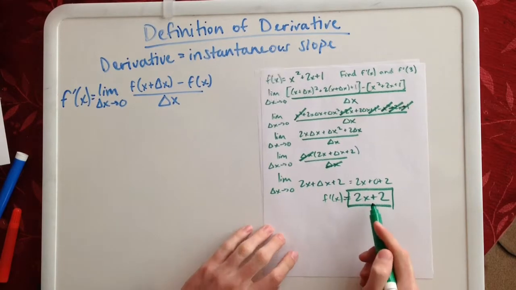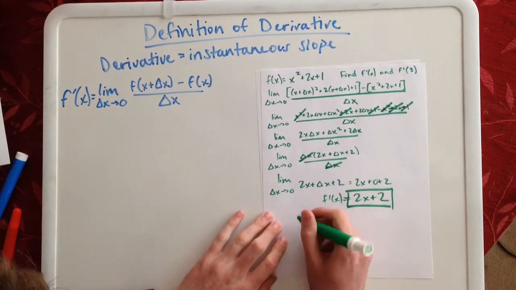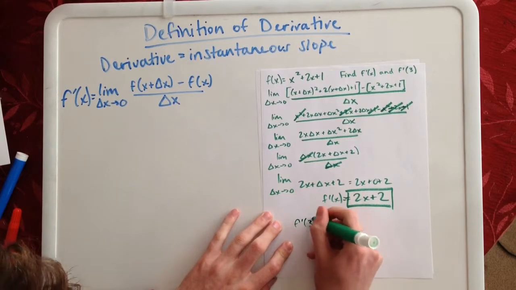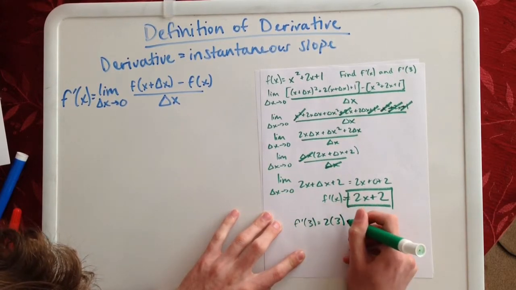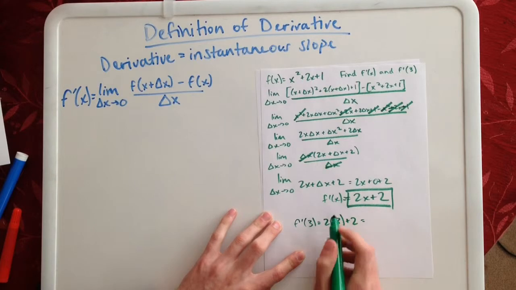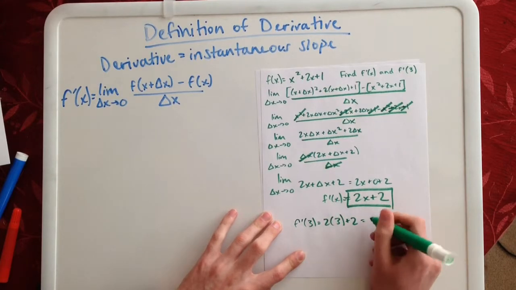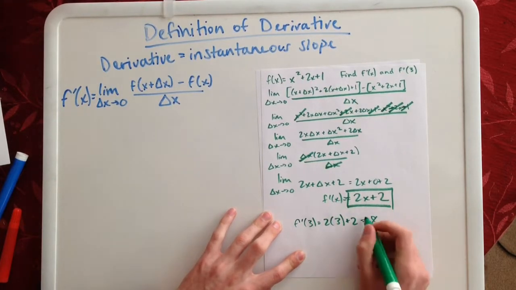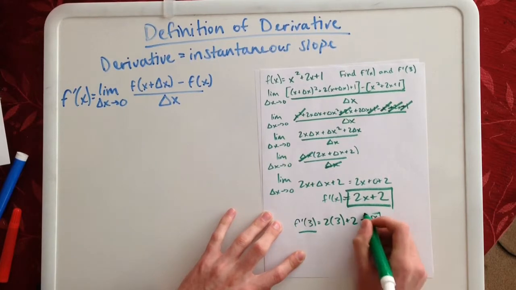Okay, so given f prime of x equals 2x plus 2, now we need to find f prime of 3. Well, that's super easy. We just substitute 3 into f prime of x. So that's 6 plus 2, which is 8. So 8 is our value for f prime of 3.